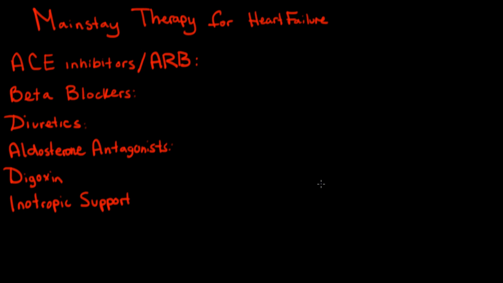So ACE inhibitors, which stands for angiotensin converting enzyme inhibitors, or ARBs, which are angiotensin receptor blockers, both act to decrease afterload. They do this through inhibition of something called the renin-angiotensin-aldosterone system. They both have a similar action but act at different points, and generally the indication for an ARB over an ACE inhibitor is when ACE inhibitors are not tolerated due to a chronic cough that they cause.